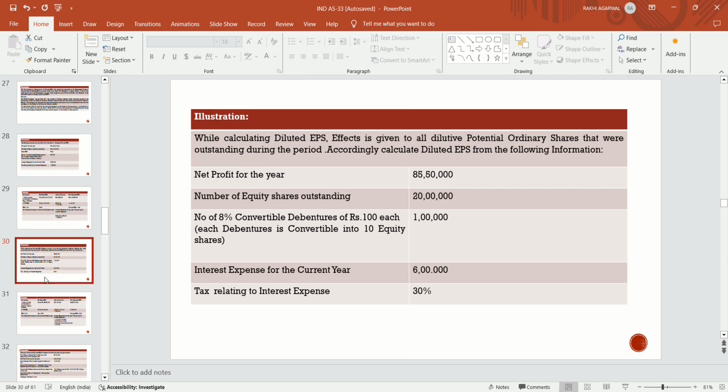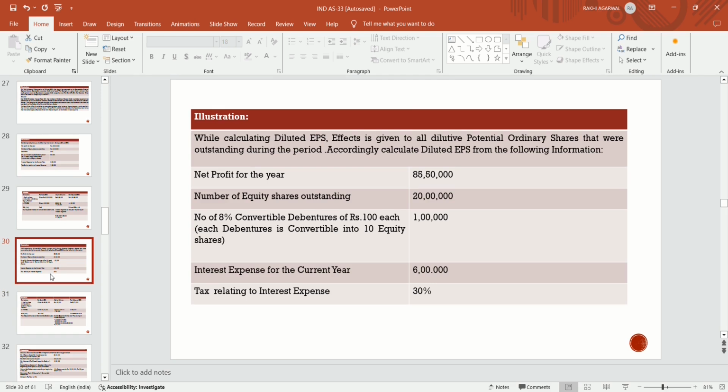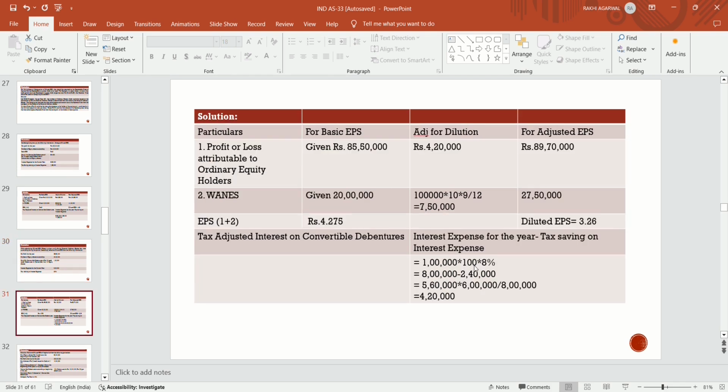Now we will make the adjustment for dilution, because there are 8% convertible debentures of rupees 100 each. 1 lakh debentures are there, and each debenture is converted into 10 equity shares. So the number of equity shares becomes 1 lakh into 10 divided by 1. The debenture was issued for a period of 9 months, so the interest expense for the current year is 6 lakh. But as per the calculation, 1 lakh into 100 into 8% becomes 8 lakh, and after tax it becomes 5,60,000.